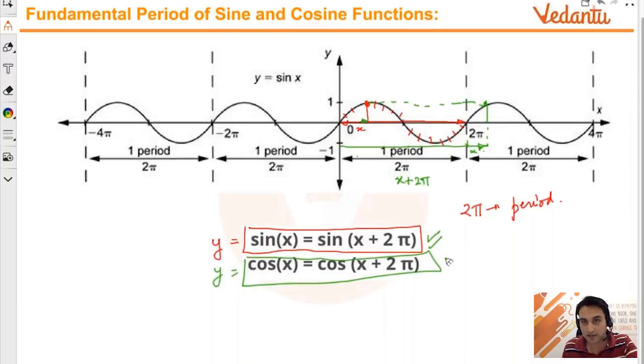So this tells us that 2 pi is the period of the sine and the cosine function. Alright? Okay, nothing special till here, but again, I will use this notation quite a lot.